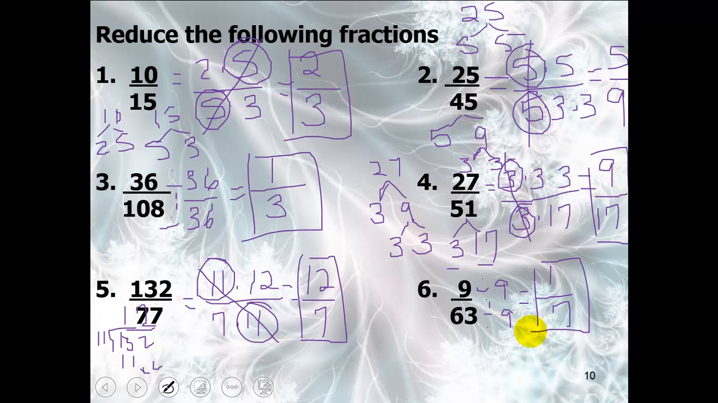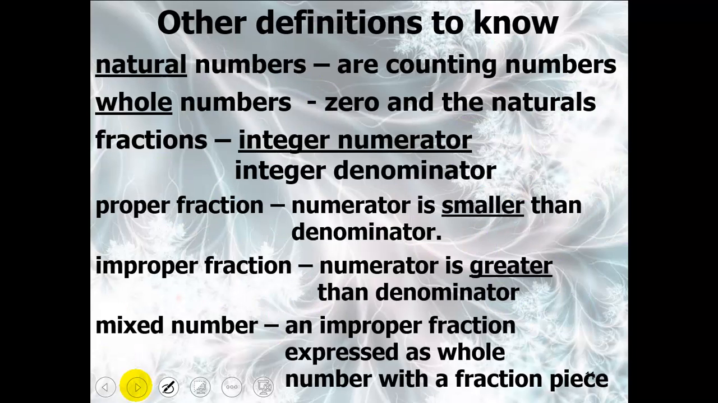Very good? All right, here's some other definitions that you're going to want to know. You're going to want to remember, you'll need this for your vocabulary packet, and you will need it because you need to know what books, textbooks, worksheets, standardized testing, what they're meaning when they use these terms.